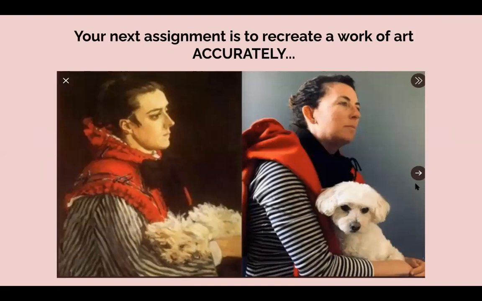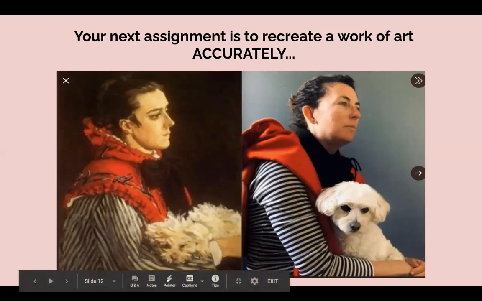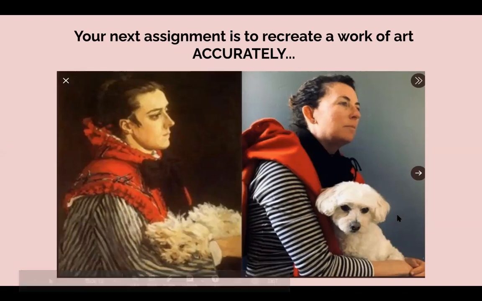So, as I just stated, your next assignment is to recreate a work of art accurately. So accurately as much as possible. As you can see here, obviously this person is not going to have the exact same costume as the woman in this photograph, but she got creative and came up with ways that she could do it. She also accurately reflected the posture, the level, and instead of having this specific type of dog, she used her own little dog. So that's what I mean by accurately, as accurately as possible.